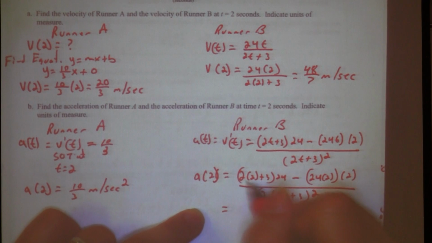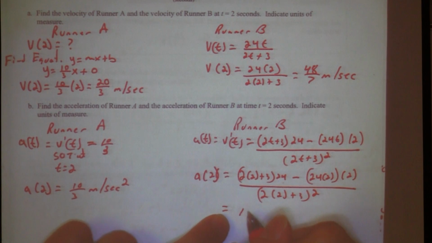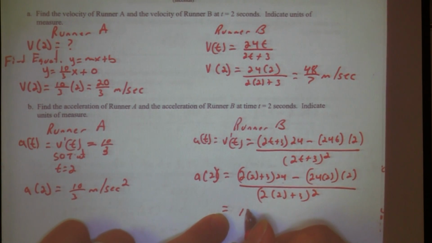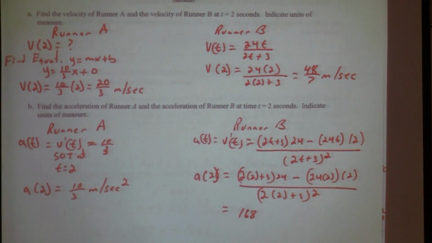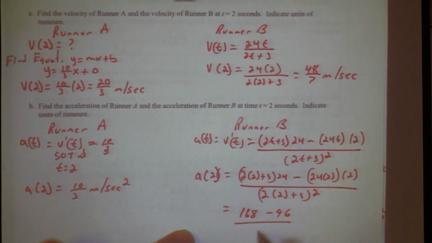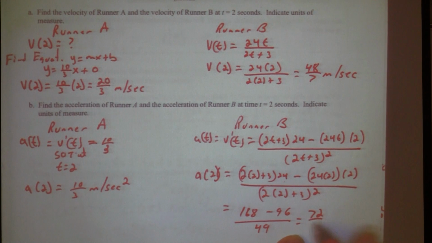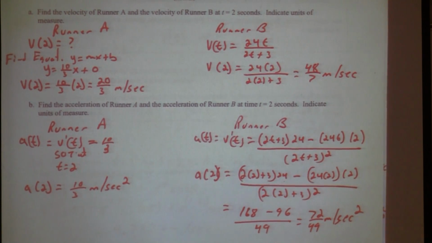So what do we end up with? 7 times 24? 168, very good. You could do like 7 times 25, right? Because that's easier. But then you would have to take away what? 7? 24 times 2, that's 48. 48 times 2? 96 over 49? So what's 168 minus 96? 72 over 49, and what would be my units? Meters per second squared. Again, it's acceleration.